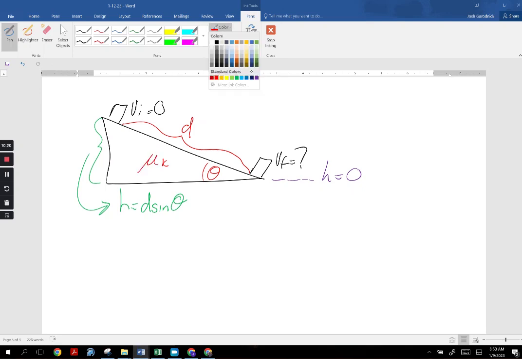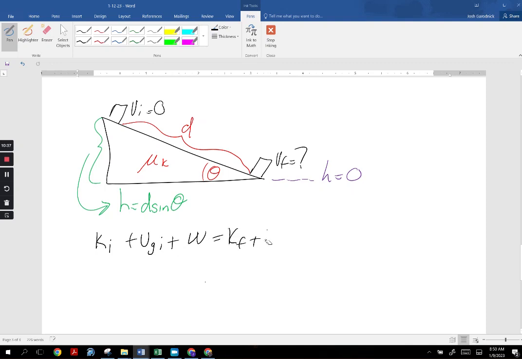The old way of doing this, or the way that you're going to do most often, is the work-energy theorem. You write out kinetic energy initial plus potential initial plus work equals K final plus U_G final. Not moving in the beginning, yes. Above height 0, yes. Work done by friction, yes. Kinetic energy in the end, it's moving, yes. And potential energy in the end, no.